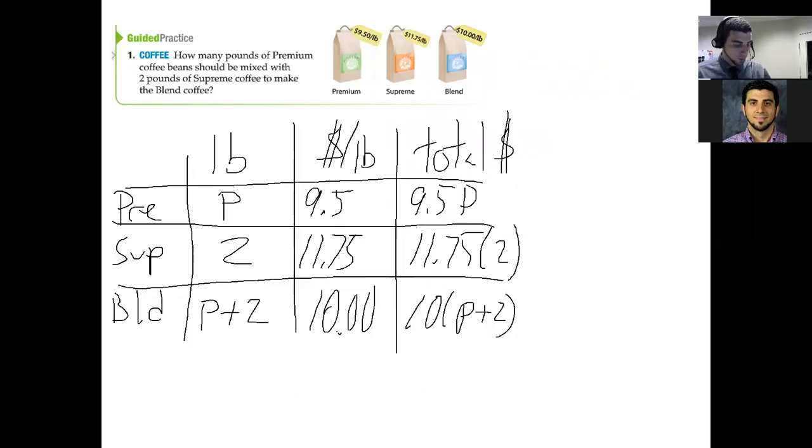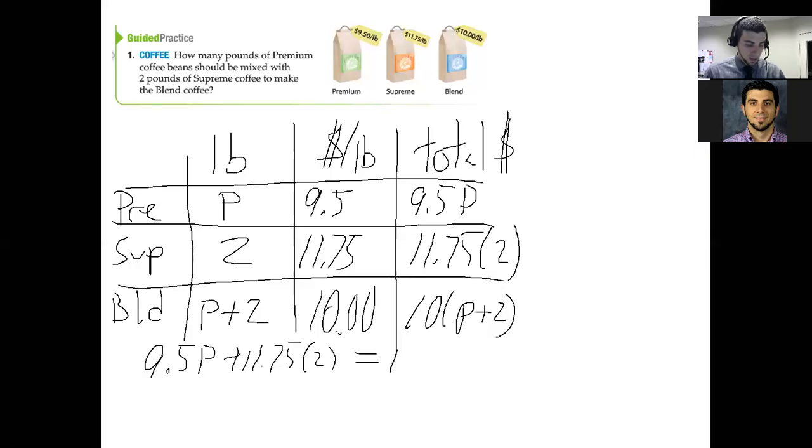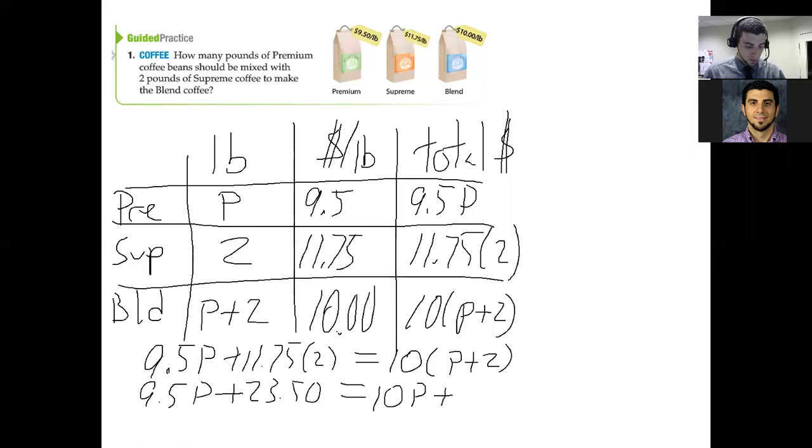All right. So let's set up the equation. You'd have the total cost of the premium and the supreme added together equals the total cost of the blended. So 9.5 P plus 11.75 times 2 equals 10 times P plus 2. So it's 9.5 P plus 23.50 equals 10 P plus 20.